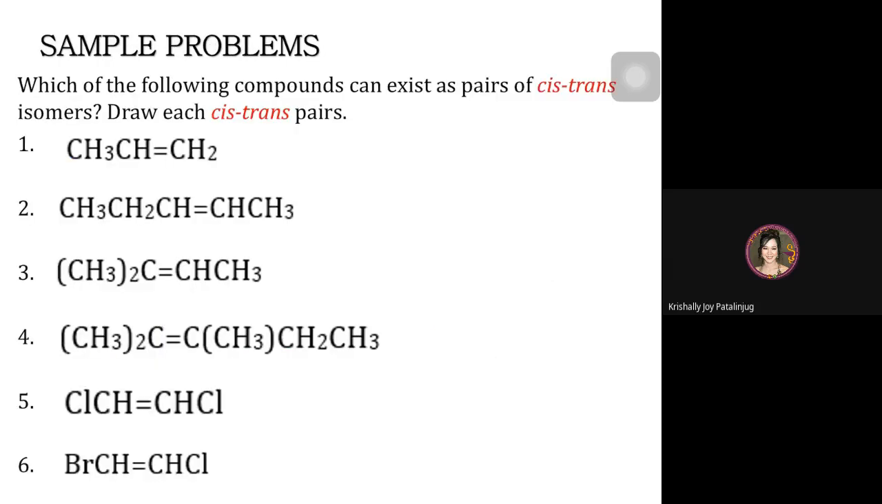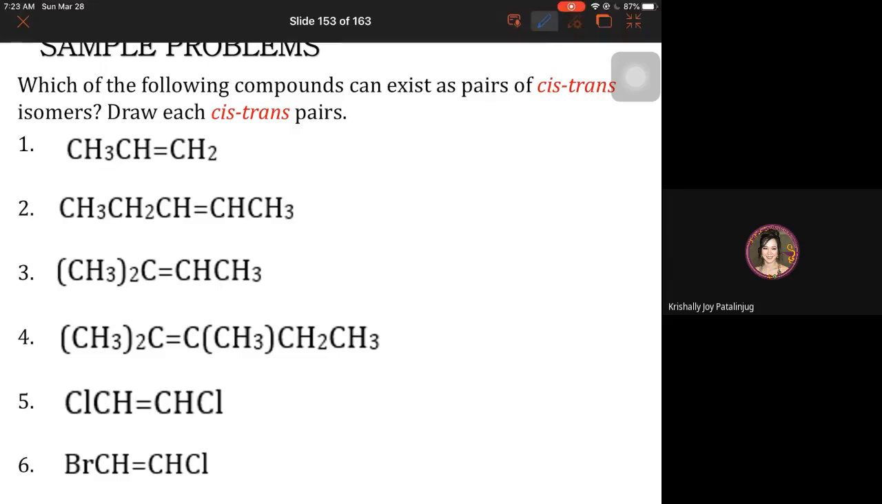Okay, let's have the sample problem. I will only try sample number 4. The rest, you answer this. You fill in your answer in the given Google form, in the posted Google form in your Google Classroom. All right, so that will serve as your assignment 2. Okay, let's have number 4.